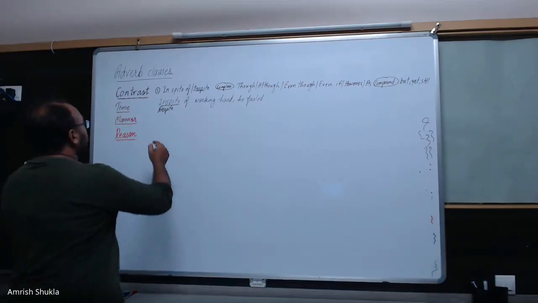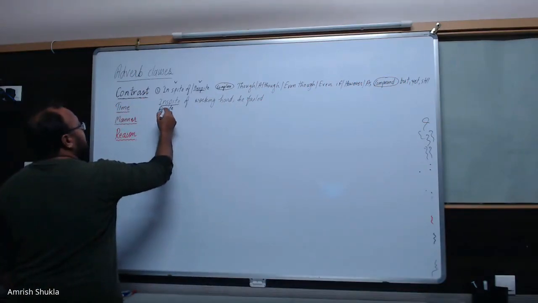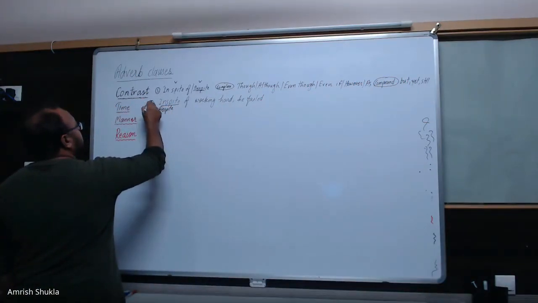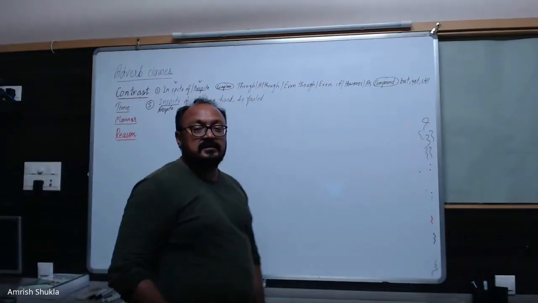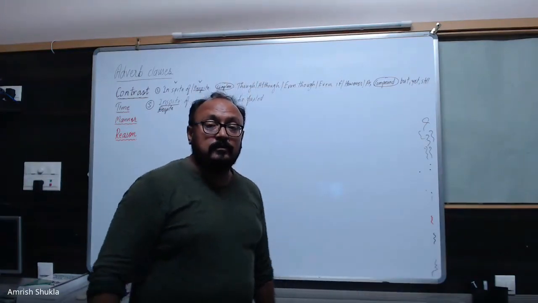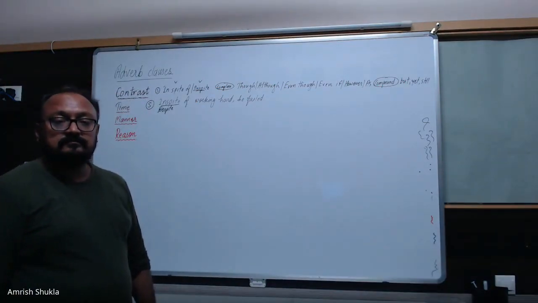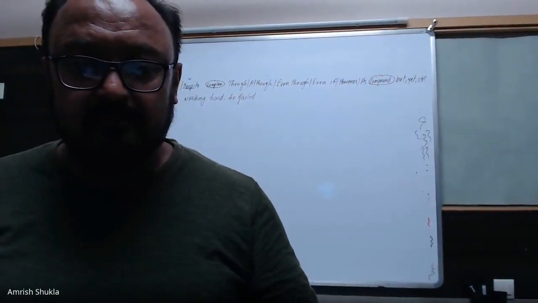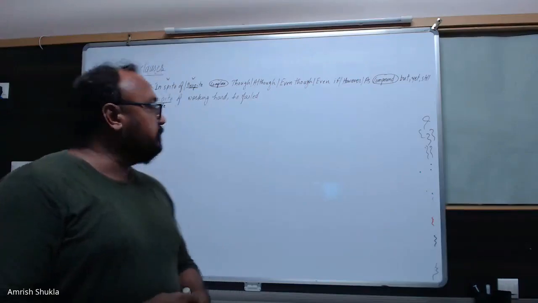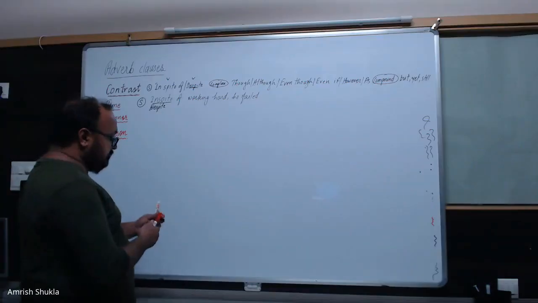Okay. Now, so these are simple sentences. Now we change it into a complex sentence. This is a simple sentence. In spite of working hard, he failed. How many verbs are there in this sentence? Can anybody tell me how many verbs are there in the sentence? One verb. Which is that one verb? Sir, two verbs. Which are the two verbs? Working and failed. Very good.